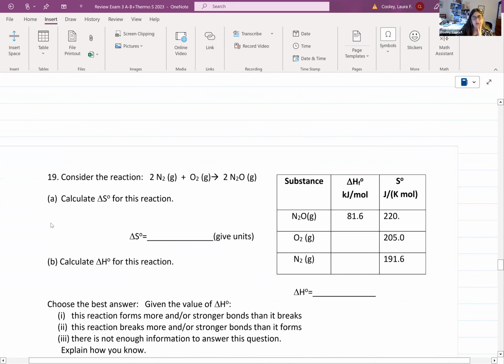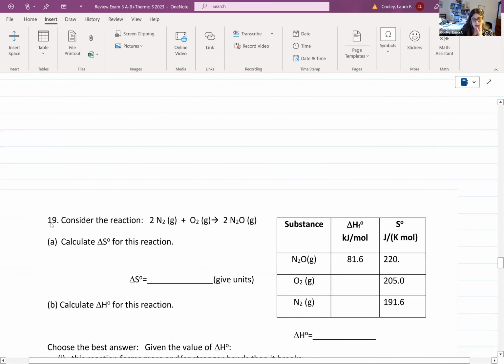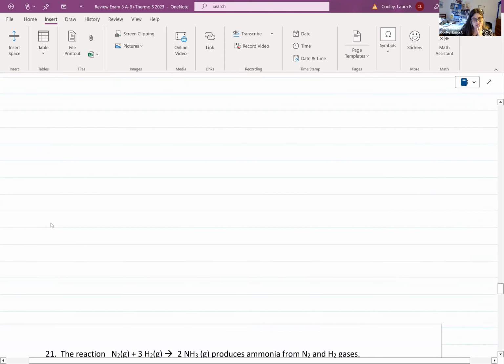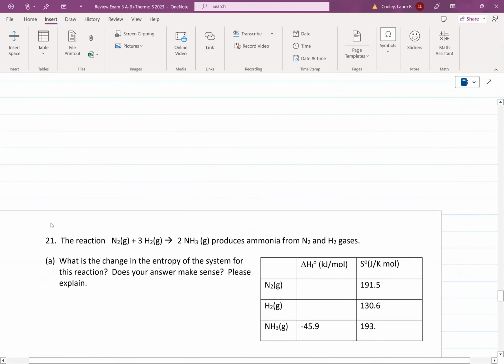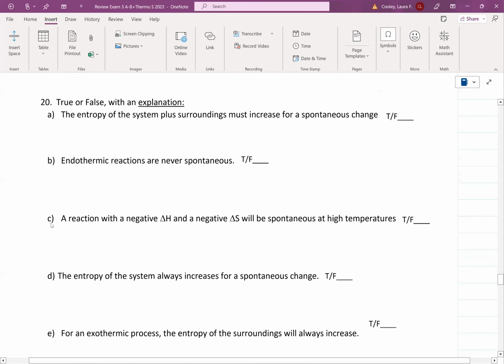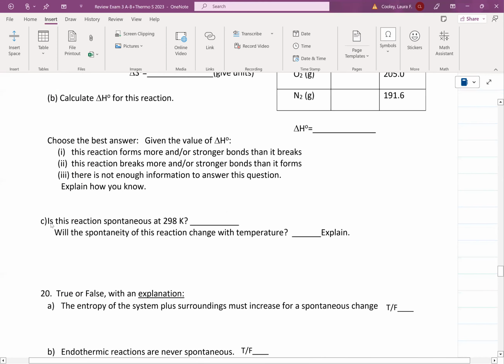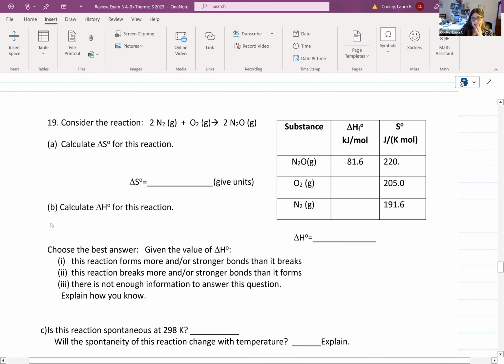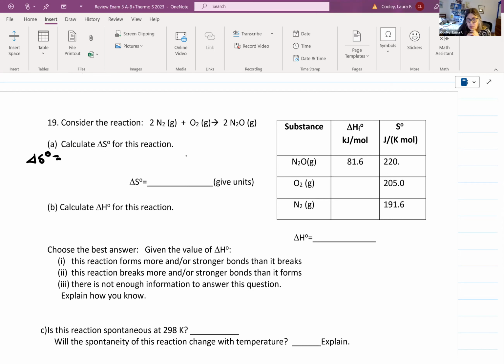Well, what do you think? You want to do this one? You want to go with some other one? That one is good. This one? Yep. 19. Go ahead. Calculate the delta S. Did you work on this already? I don't want to do all the problems for you, you know?